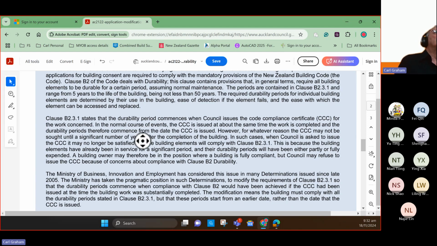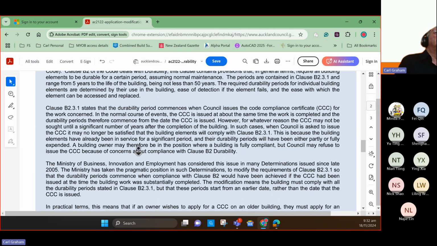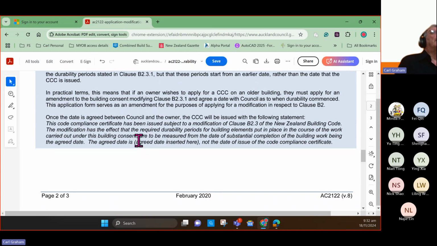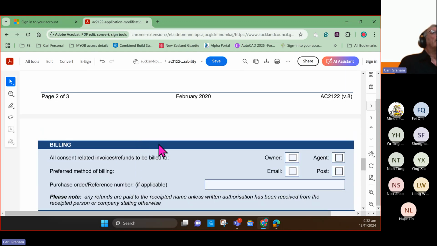The required durability periods for individual building elements are determined by the use in the building, and ease of application and the ability to get them off or not, right? But really, this is the cheap way out, right? From the perspective now, Judy doesn't understand this. You know, she's a school teacher, right? My brother-in-law understands it. He built the building.